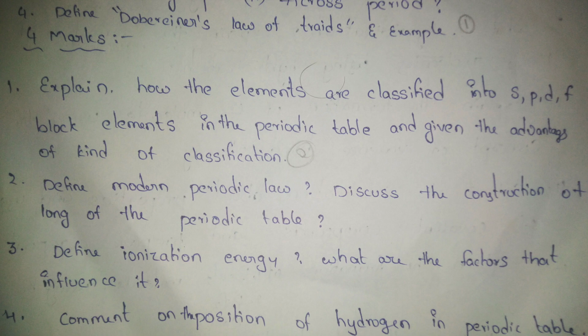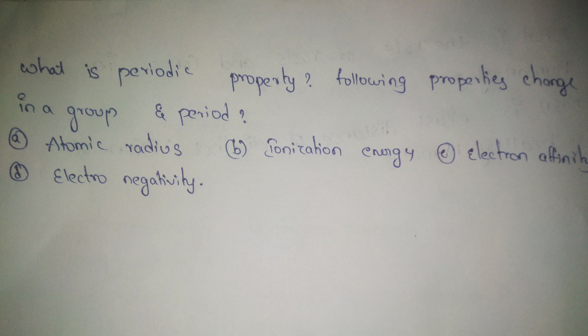Define ionization energy. What are the factors that influence it? Comment on the position of hydrogen in the periodic table. What is a periodic property? Explain the following properties' change in group and period: atomic radius, ionization energy, electron affinity, electronegativity.